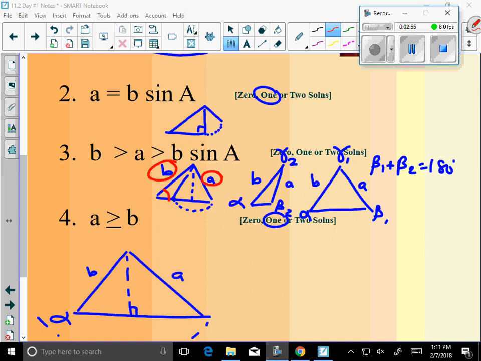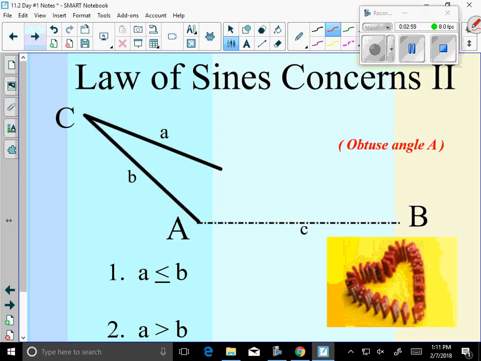Okay, so let's continue. Next slide, please. There we go. Do you remember our concerns with if we have an obtuse angle? What would happen if A was less than B? No triangles, none. And if A was greater than B, let's extend it out a little bit, we'd get 1 triangle right there.